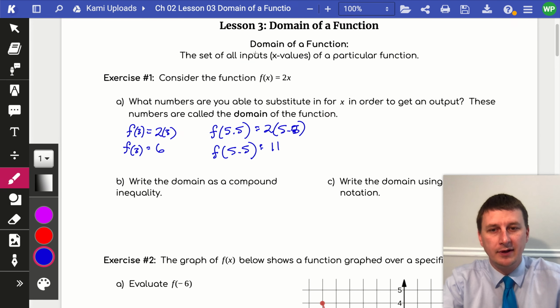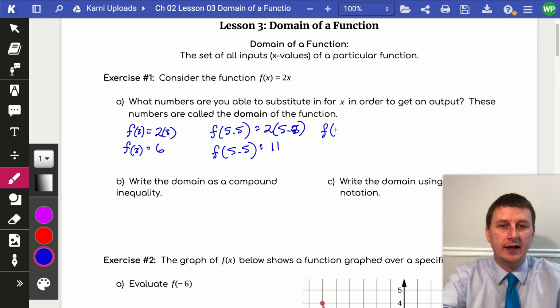What about a negative number? What about f of negative 1? We'll get 2 times negative 1. Will we get an output? And the answer is yes, we will. F of negative 1 will give us negative 2.